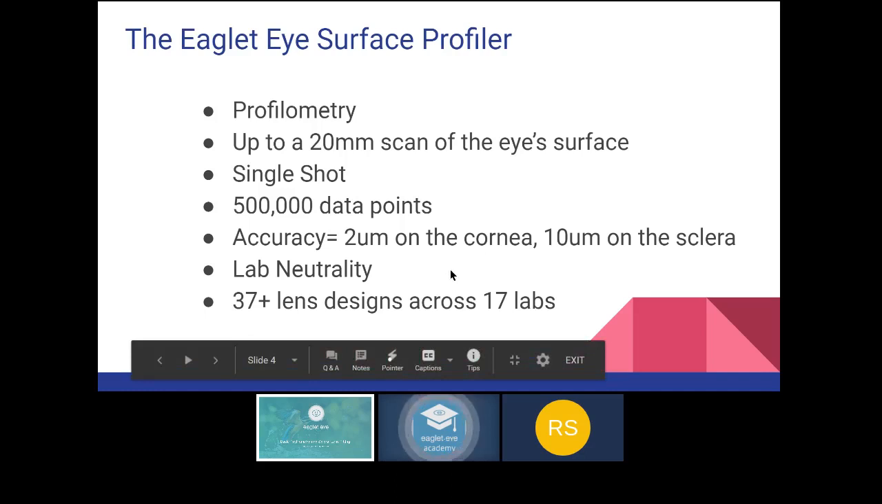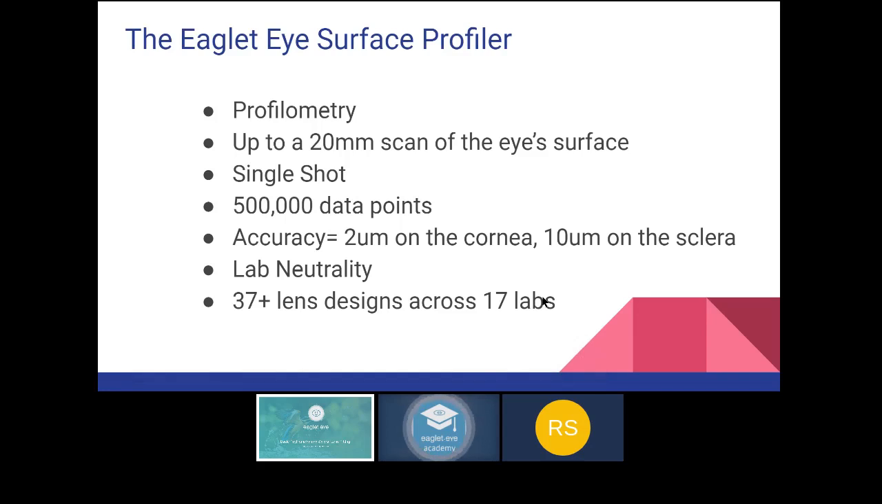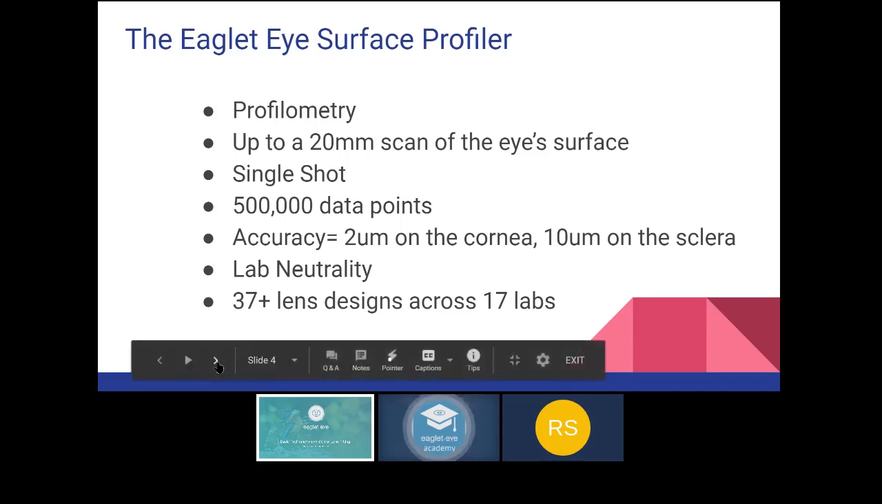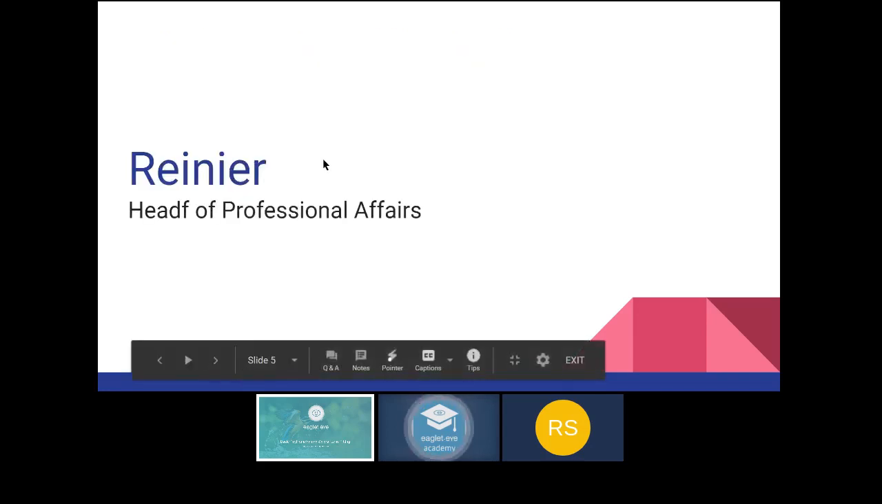We'll get into lab neutrality later on, but we consider that a strength of the ESP. And that means that we have at the moment 37 plus lens designs across 17 labs. So we have a wide variety of lens designs, and that list is growing. And I'll talk about that a little later, get into some detail.